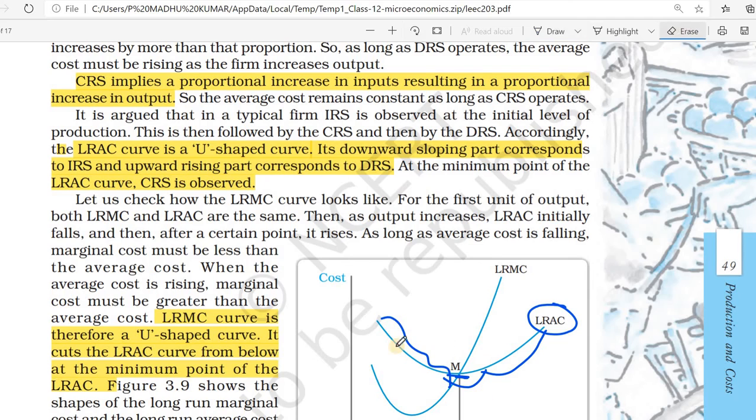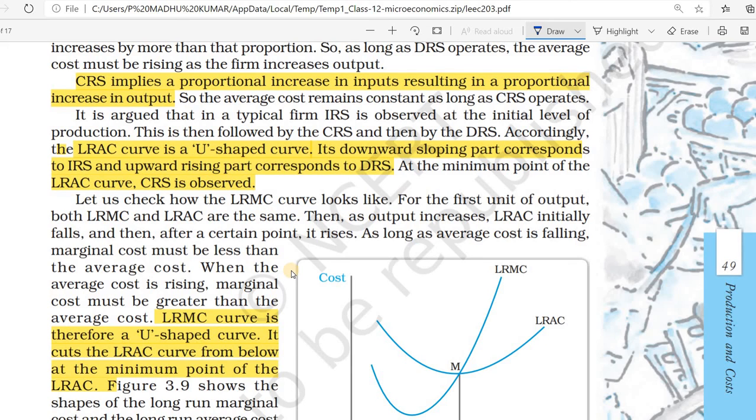Then in the LRAC curve, the LRMC curve will cut the LRAC curve at the minimum point. First it is sloping downward, reaching the minimum. This is the minimum, meaning it falls and reaches its minimum. At this minimum point, the LRMC curve will cut the LRAC curve. This is the long run marginal cost curve.